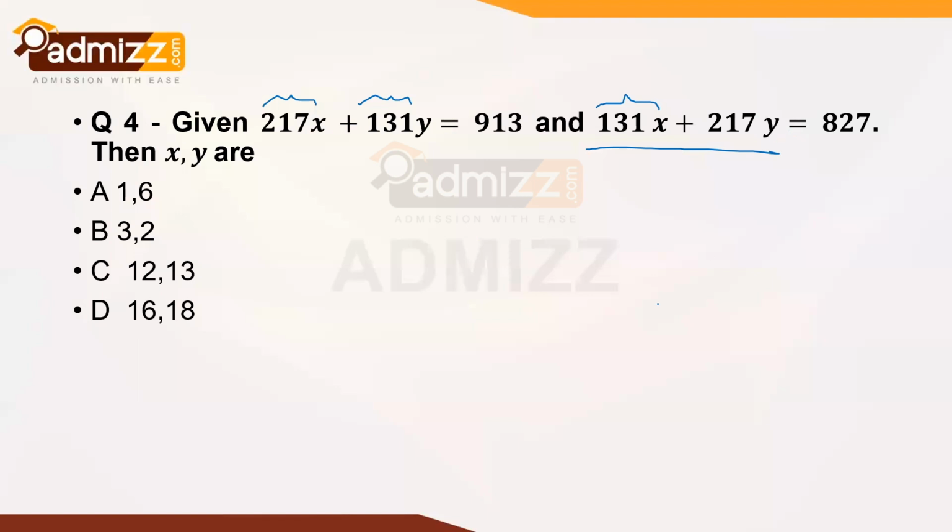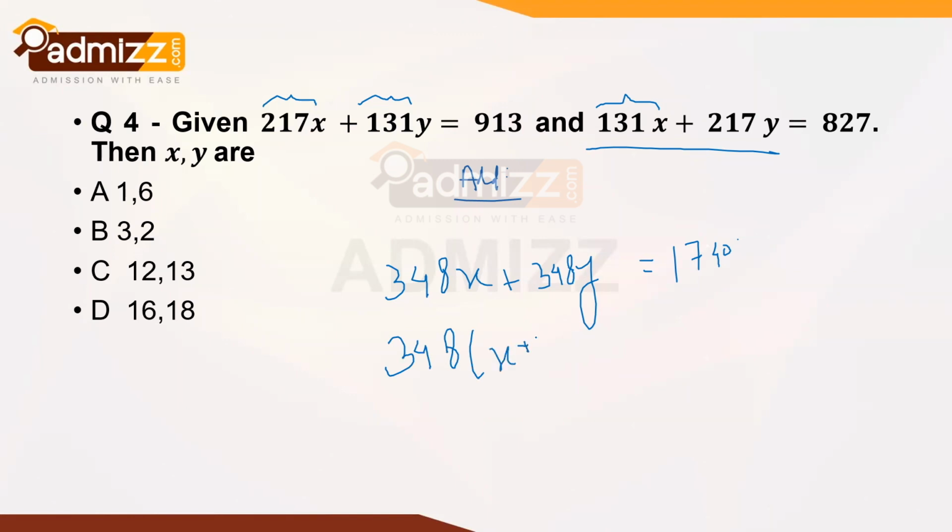So when this happens, what you guys can do is simply add these two equations up, right? You simply add these two equations up, and what you get is 348x plus 348y equals 1740, right? So you get this. And so what you do again is 348 bracket x plus y equals 1740, and next up, what you do is x plus y equals 5, right? This becomes our first condition.